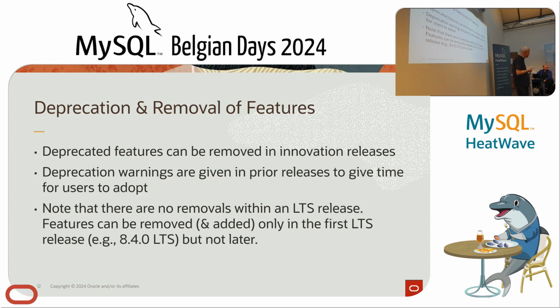I think there's a very relevant asterisk. So we can remove things within an LTS as long as it's the first release of this LTS. Yes, in the sense that if you are now on 8.3, for example, an innovation release, there might be removals in 8.4. But after that, there will not be any removal. So you're allowed to remove in the first transition. You see? Yeah.